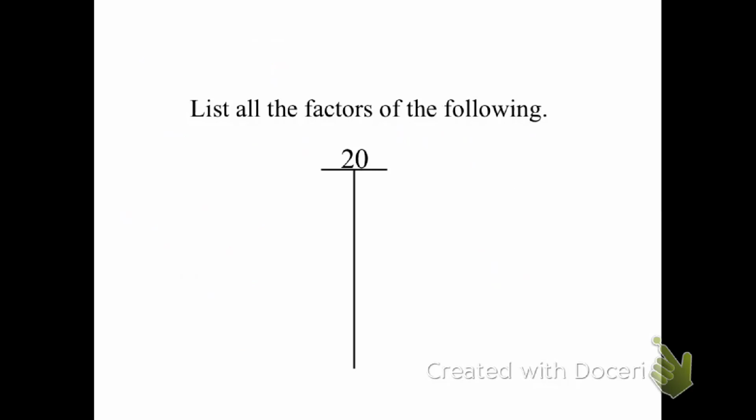So what I want you to do, I want you to write down the directions, list all the factors of the following. List the factors of 20. On your own, I'm going to see how many factors you can come up with. And don't forget, 1 times 20 is a factor. So let's go and just work our way down. So 1 times 20 will give me 20. Let's see, 2 times 10 will give me 20. Let's see, we can't do 3, that's not going to work. 4 will work though. 4 times 5 will give me 20.